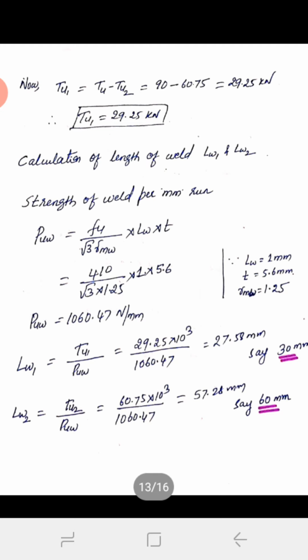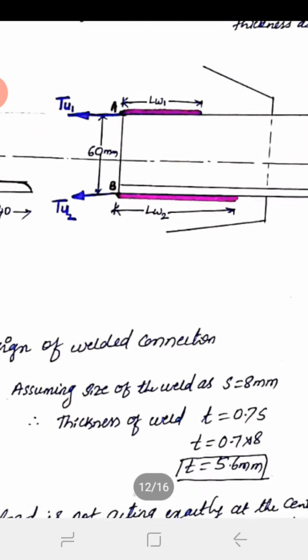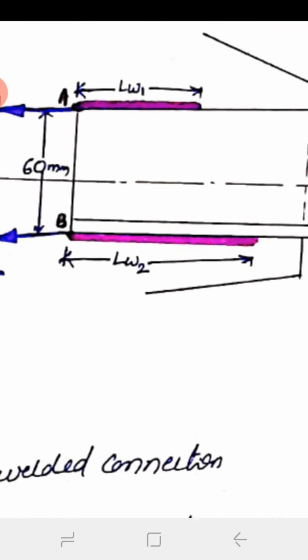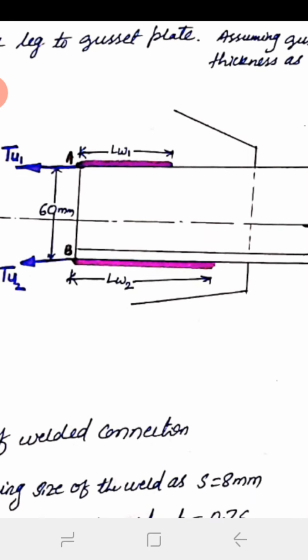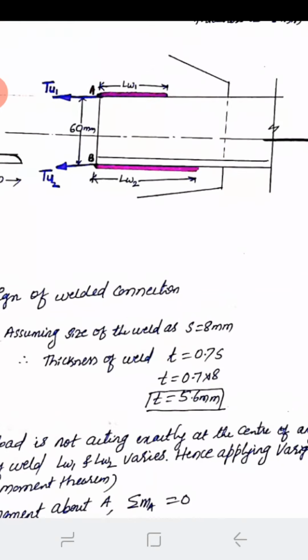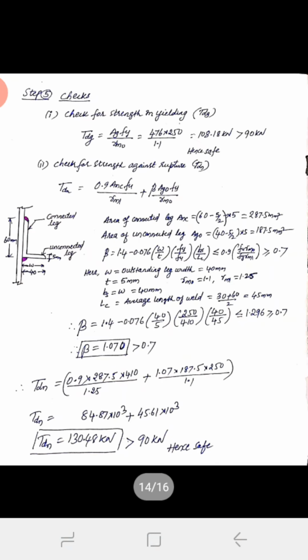So once you get LW1 and LW2, you know the section, means you have selected the section. For that section you have to apply the weld here, LW1 and LW2. This is the length of the weld. On this figure you have to mark that length of the weld. Okay, here you have to mark LW1 and LW2. Then after marking, you have designed the weld now. So after designing the weld, you need to do the checks.